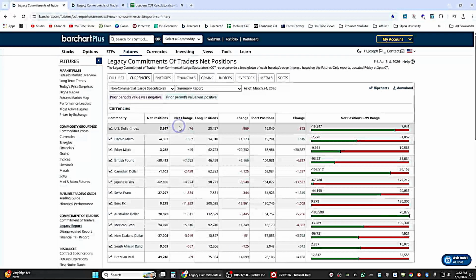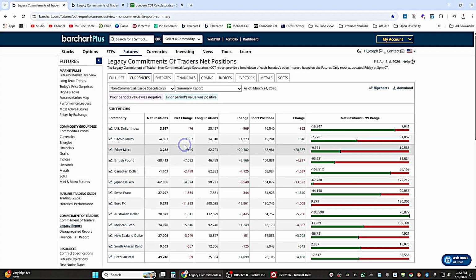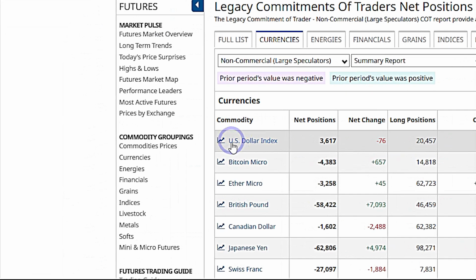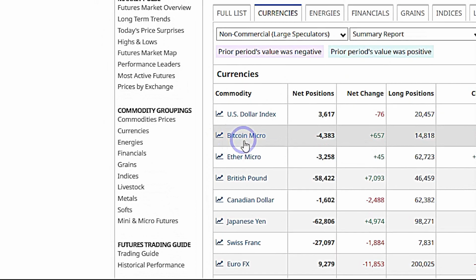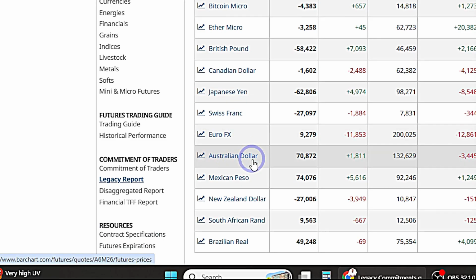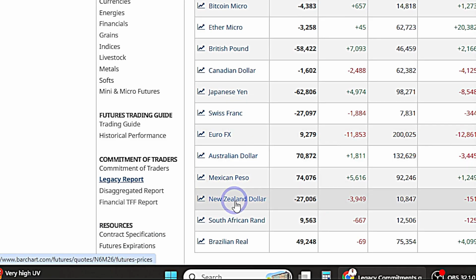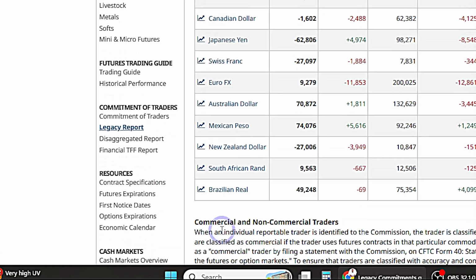And of course, I know many people will be asking, what is all this data for? Now, this is data that is published every Tuesday and is available to the public on Friday, ahead of the next Monday. Now, you can use this data to analyze each individual currency. I'm not talking about currency pairs. You can see this is the US dollar index. We have the Bitcoin macro, which is an index. We have the Ether, which is Ethereum micro, which is also an index. We have the British pound index, Canadian dollar index, Japanese yen index, Swiss franc index, Euro index, Australian dollar index, Mexican peso index, New Zealand dollar index, South African rand index, and Brazilian real index.